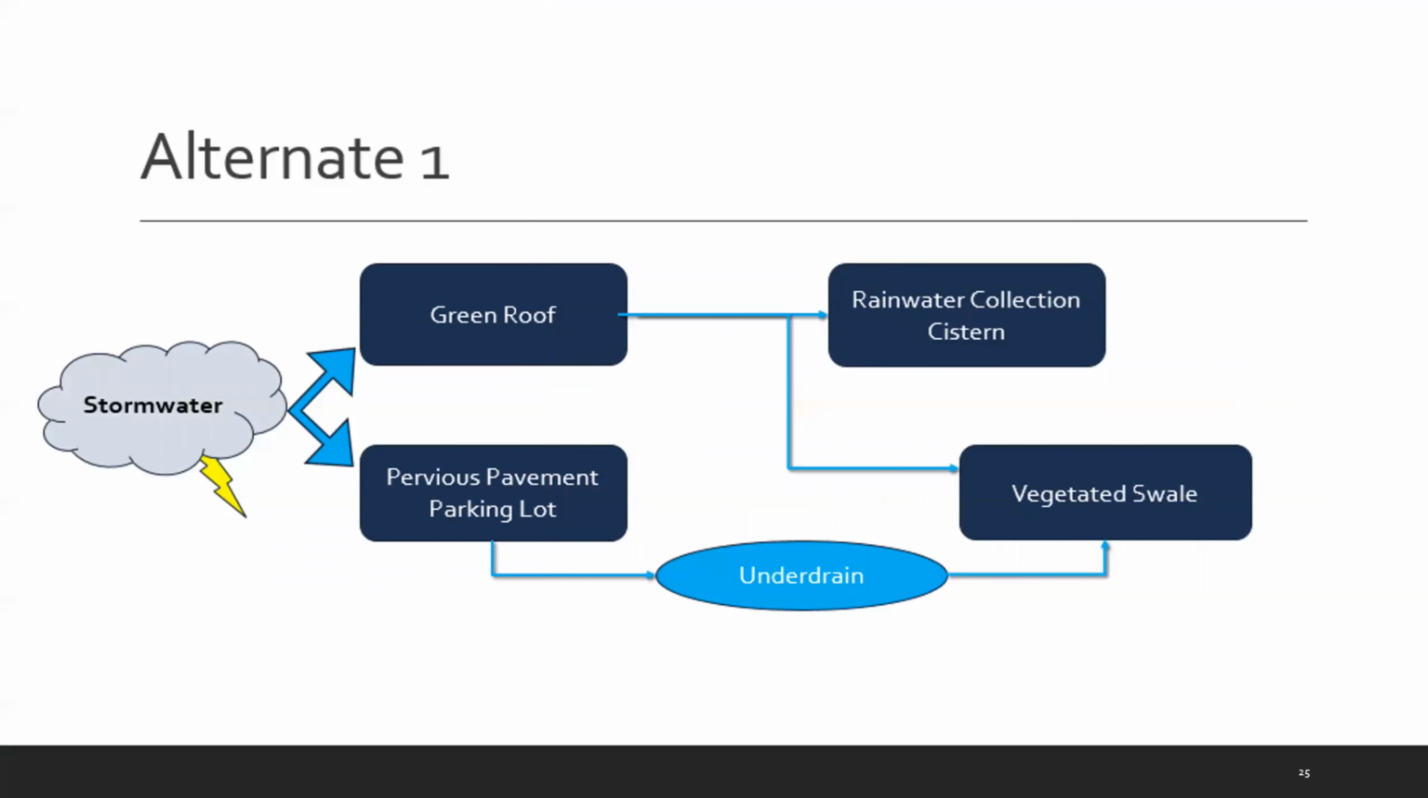One design to be considered is for stormwater to impact a green roof, as well as a parking lot constructed from pervious pavement. Excess rainfall from this green roof may then be channeled to a rainwater collection cistern to be later reused as gray water. Remaining runoff within the runoff management and treatment system may then be diverted into a vegetated swale before flowing downstream.